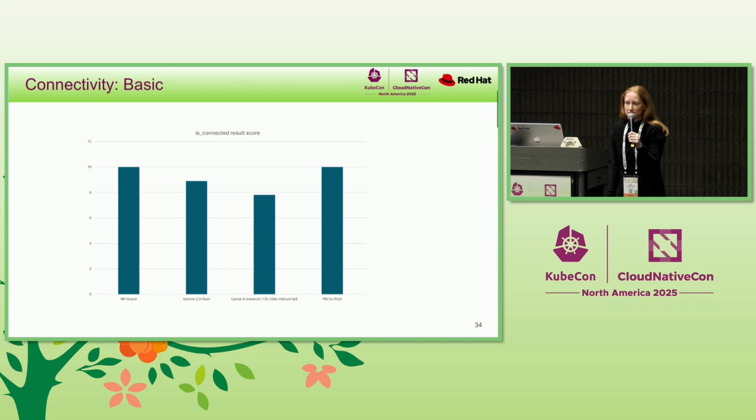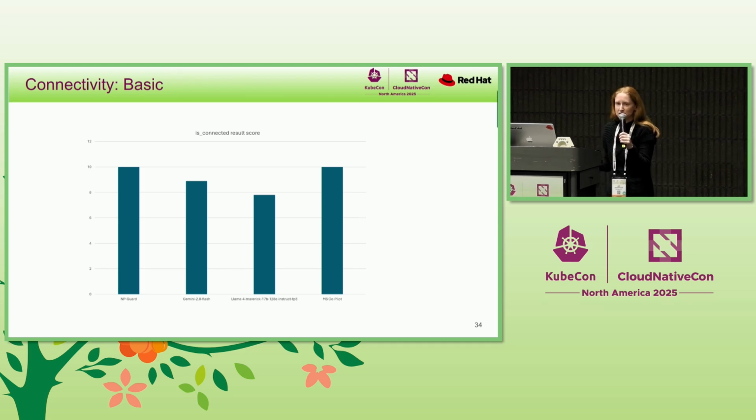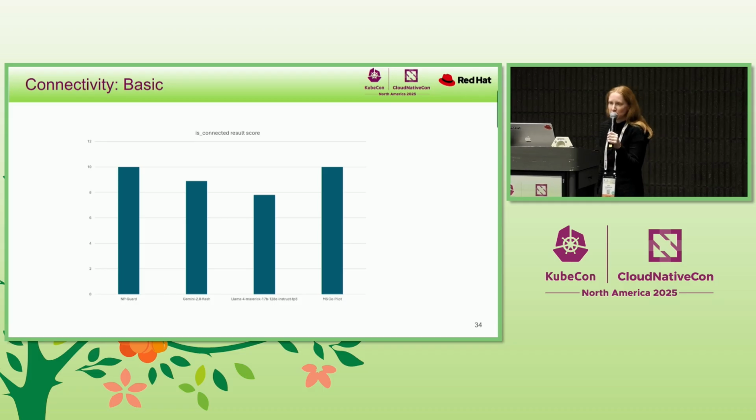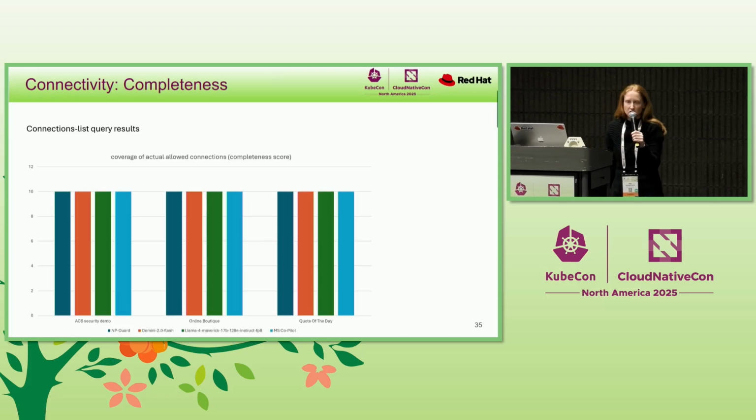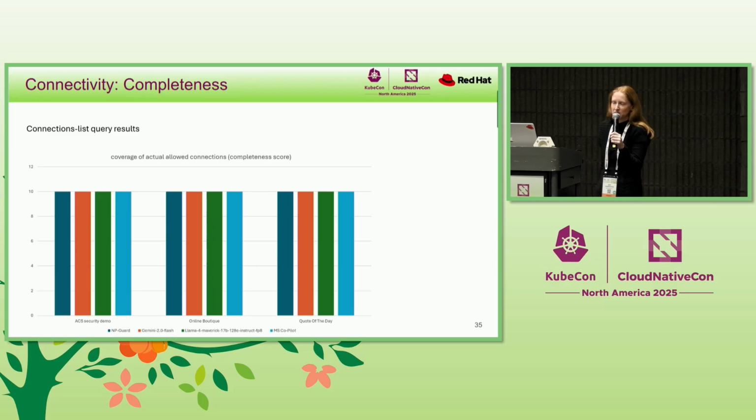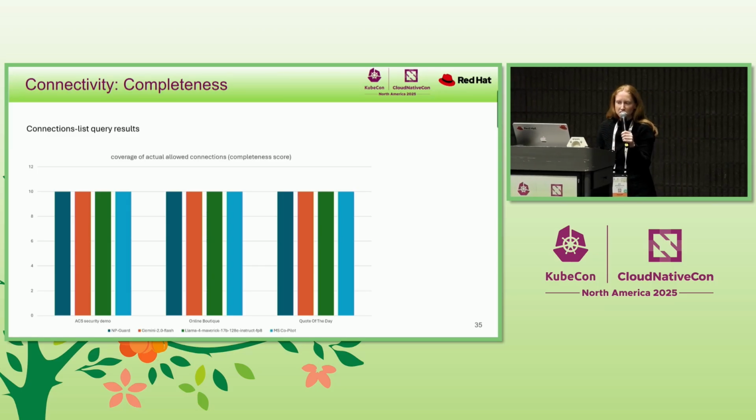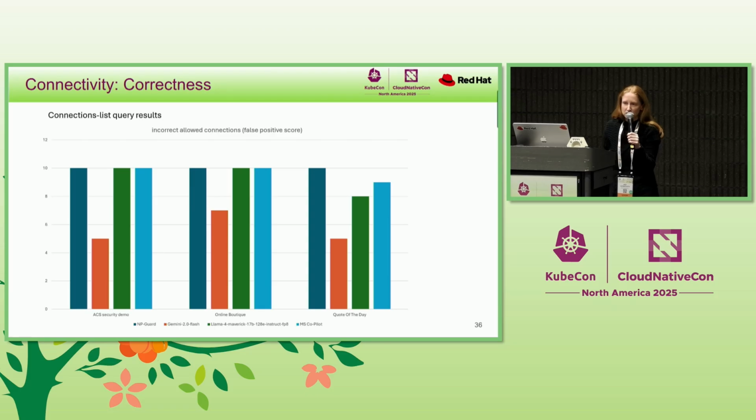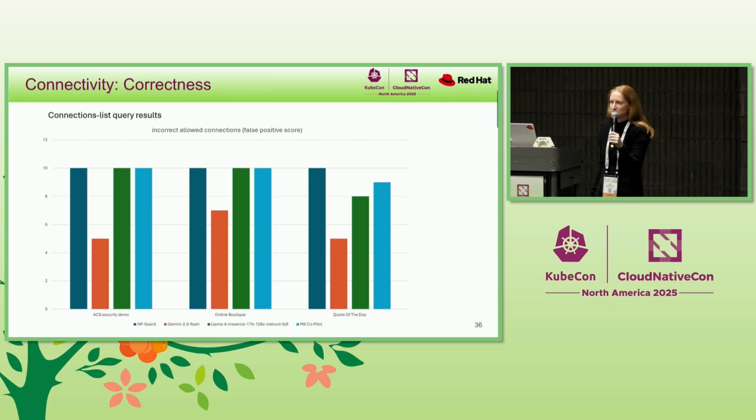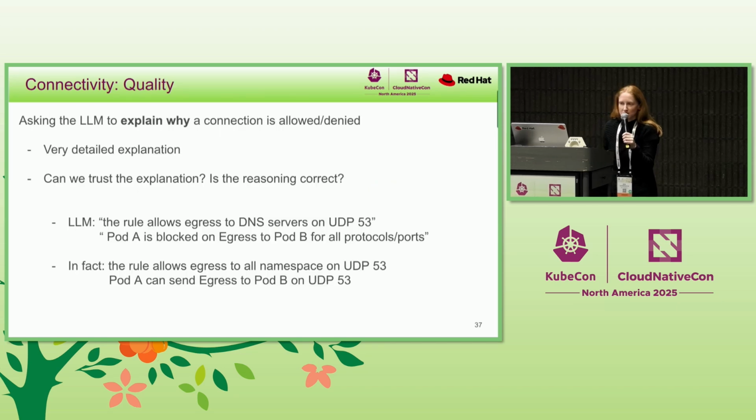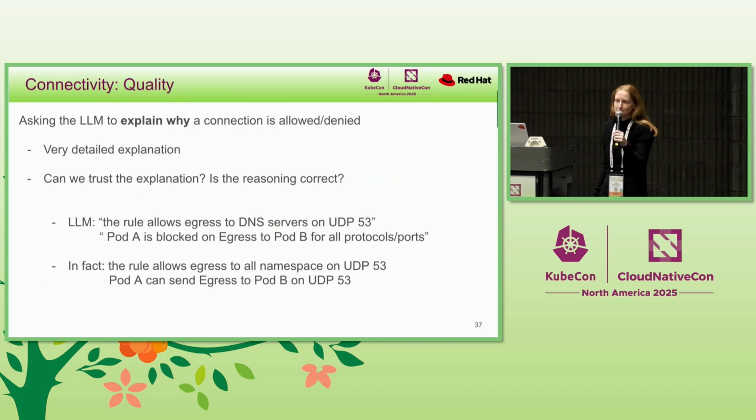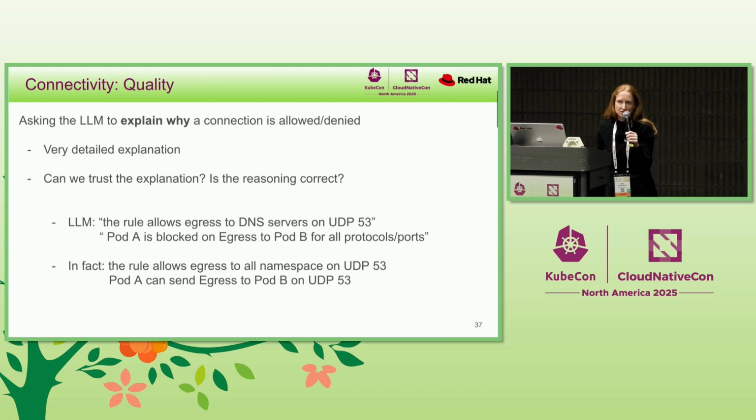So this is the result graph for the first question. Is A allowed to talk to B on a certain port or not? It's a yes-no question. The results are pretty high, but not perfect for all LLMs. For the connection list, all LLMs were able to list all allowed connections correctly, did not miss any allowed connection, but some of them had false positives and were listing connections as allowed, even though they were denied. And as for the explanation, LLMs can provide very detailed explanations, sometimes too detailed.